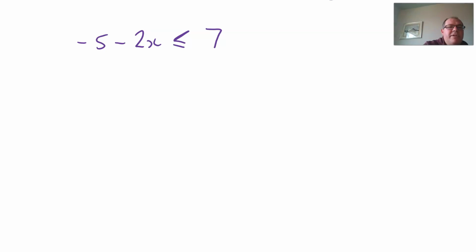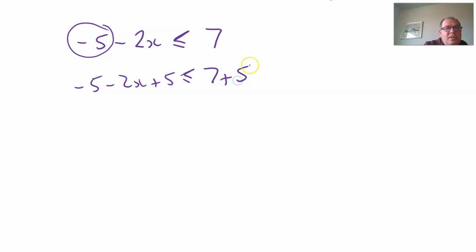So firstly, we want to get rid of the minus 5. We have to add 5 to both sides, because I'm not multiplying or dividing by a negative, so the inequality sign stays exactly the same. The minus 5 add 5 cancel, which is what you want, leaving you with a minus 2x. And 7 add 5 is 12.